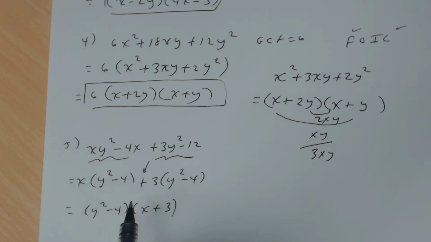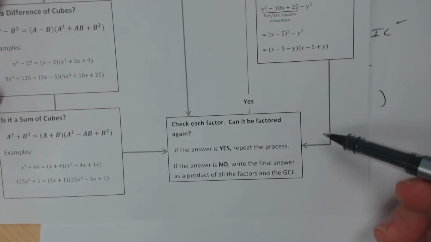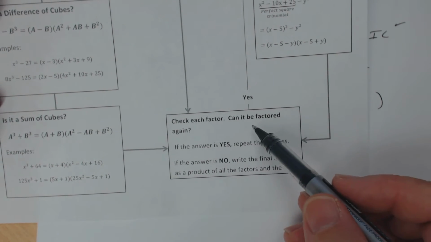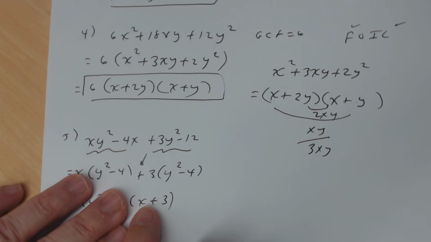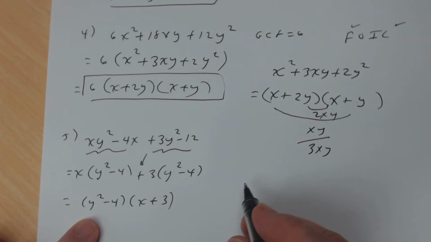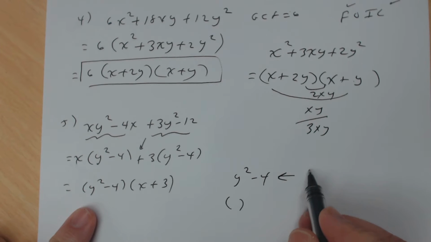Okay, but you remember, down here it says check each factor can be factored again. So if I look at x plus 3, I can't do anything with it because the GCF is 1. But if I look at y squared minus 4, that's the difference of 2 squares.